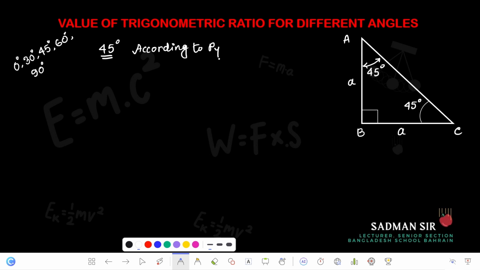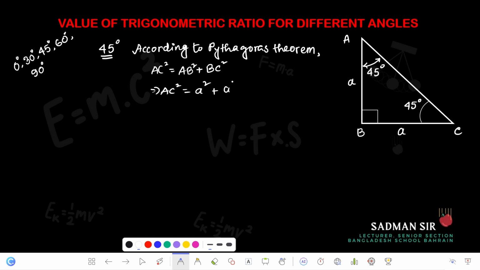According to Pythagoras theorem, we can write the hypotenuse square, that is AC square, should be equal to AB square plus BC square. So AC square equal to, AB will be replaced by A because the length of AB is A, so A square, then BC square, BC is also A, so it will also be A square. So AC square is equal to 2A square.